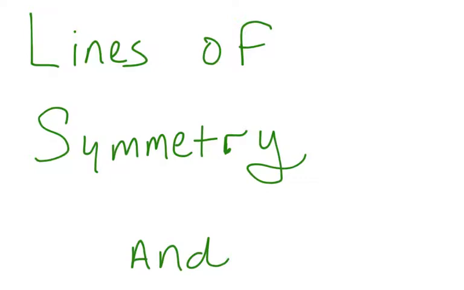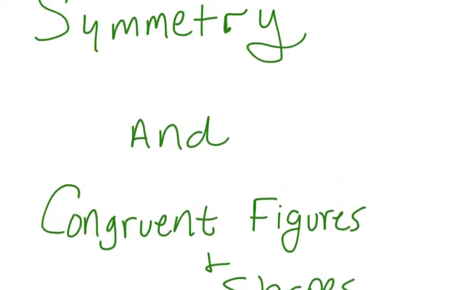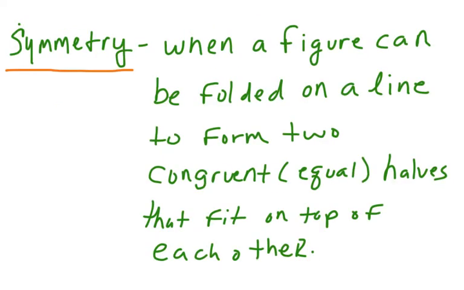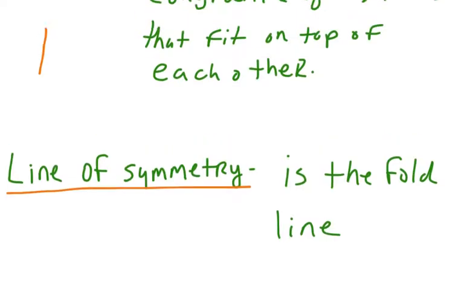And so we're going to be talking about today's subject, which is lines of symmetry and congruent figures and shapes. So let's go through and talk about what symmetry is. Symmetry is when a figure can be folded on a line to form two congruent or equal halves. Remember, congruent and equal mean pretty much the same thing, that fit on top of each other. And that line of symmetry is the line that we fold everything on.